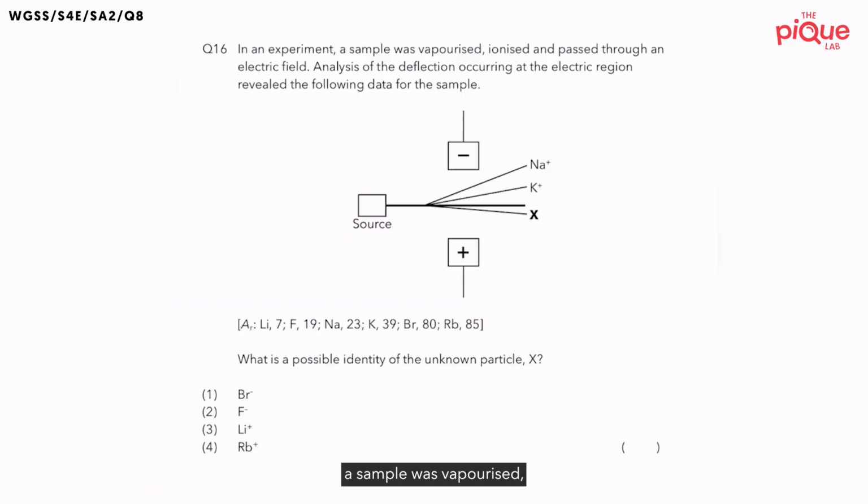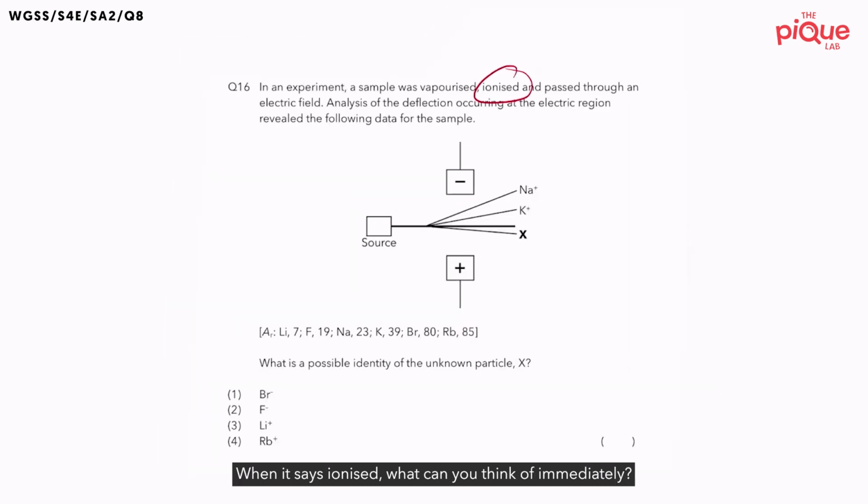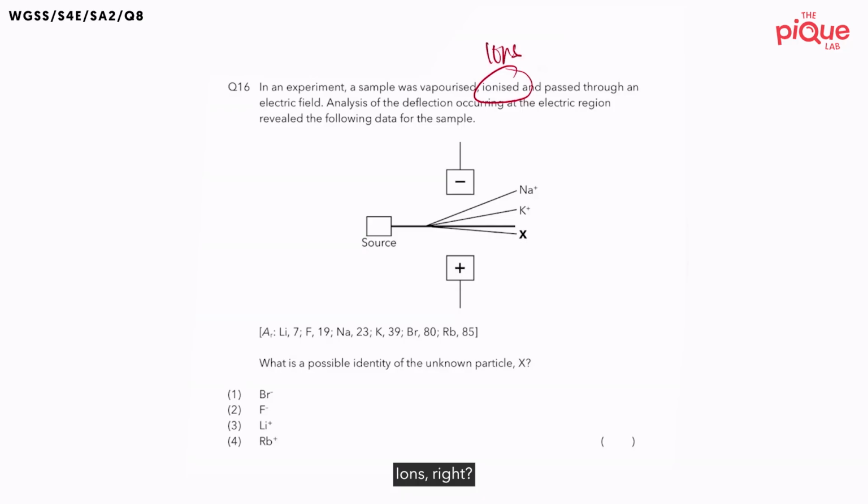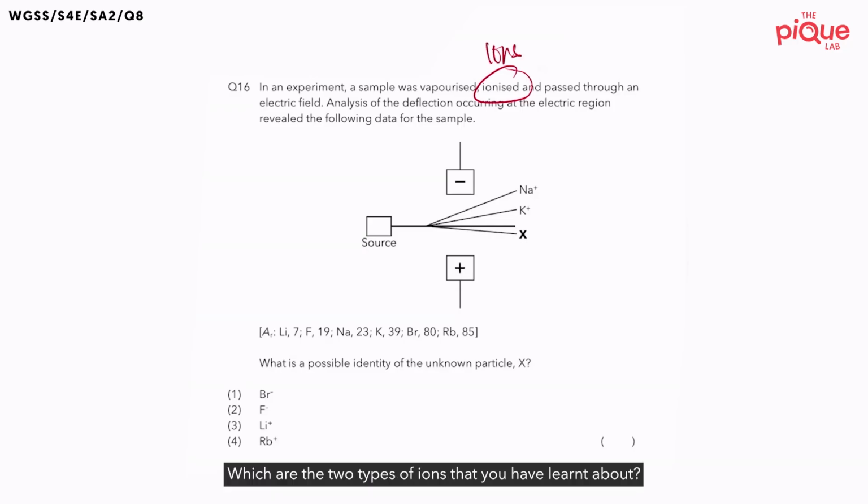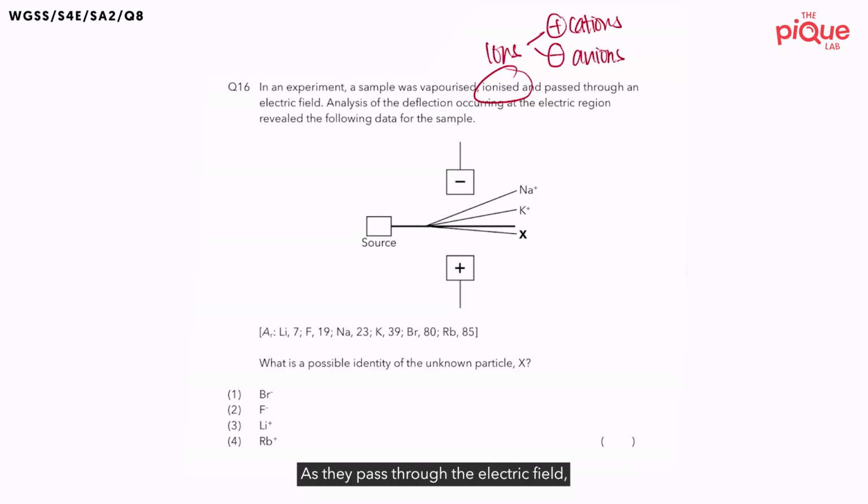In an experiment, a sample was vaporized, ionized, and passed through an electric field. When it says ionized, what can you think of immediately? Ions, right? Which are the two types of ions that you have learned about? The first type is the positively charged cations, and the second type is the negatively charged anions. As they pass through the electric field, they get deflected.